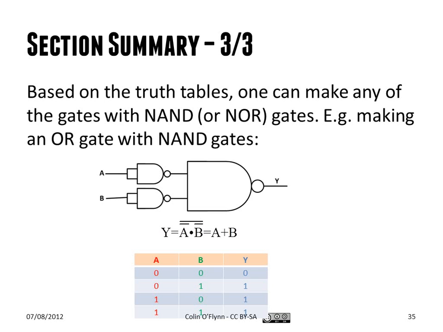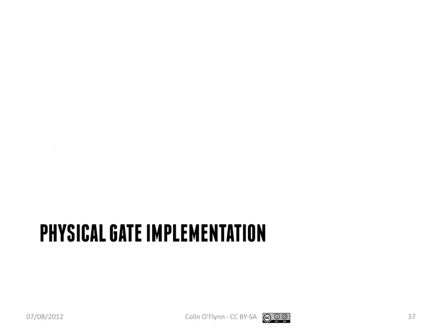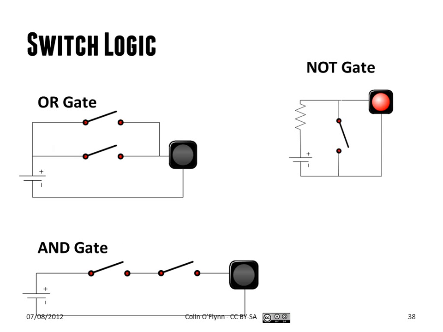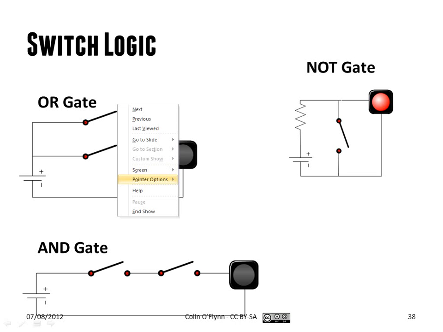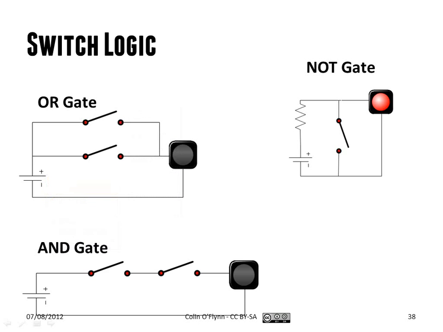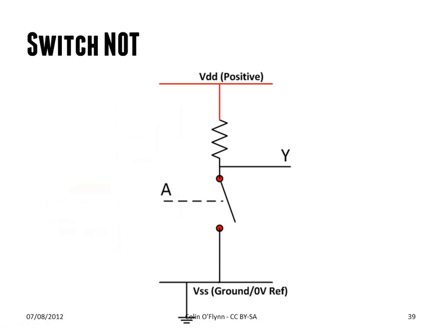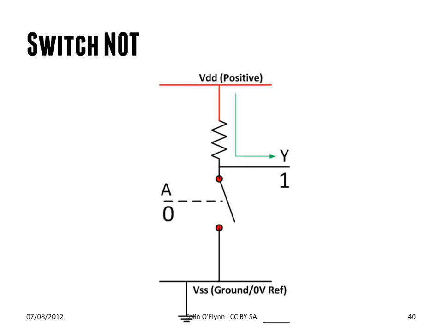And as I mentioned, we can use NAND or NOR gates to build everything up. Oh yeah, and the second part we then talked about was physically how we build these gates. I've shown some switches as an example implementation, so a switched OR gate, a switched AND gate, and a switched NOT gate. So, for example, with the NOT gate, we have the inverter because if the switch is open, power is going to flow through this resistor to the output, and it'll drive it high.